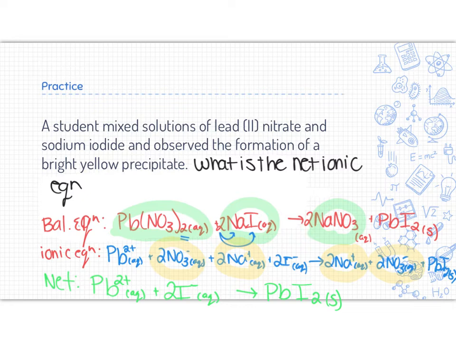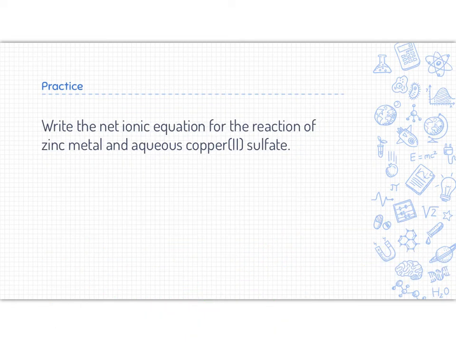The last thing we were asked to do is write the spectator ions in our notes. Spectator ions are ones that got canceled out. So we canceled out the NO3 minus and we canceled out the Na plus ions. Those were spectators. They didn't change. They started as an ion and ended as an ion, dissolved in water.